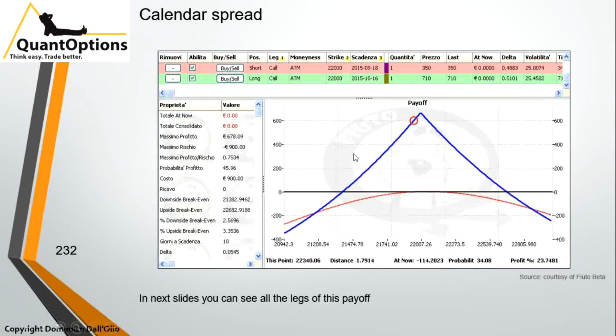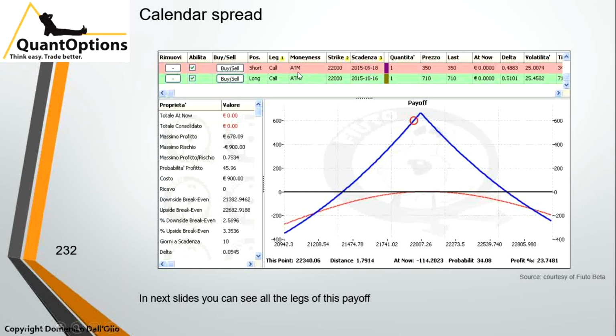So this is the expected payoff at maturity of the calendar spread, made of a short call 22,000 for 350 points and a long call 22,000 for 710, with different expiration dates: maturity September, maturity October. This is the expected payoff. Expected because, once again, this is the expected payoff at the maturity of September.